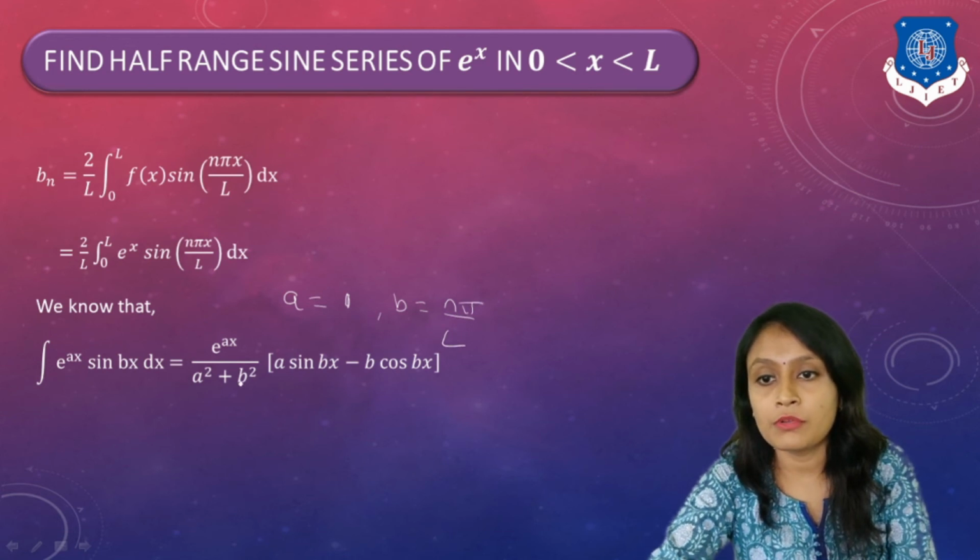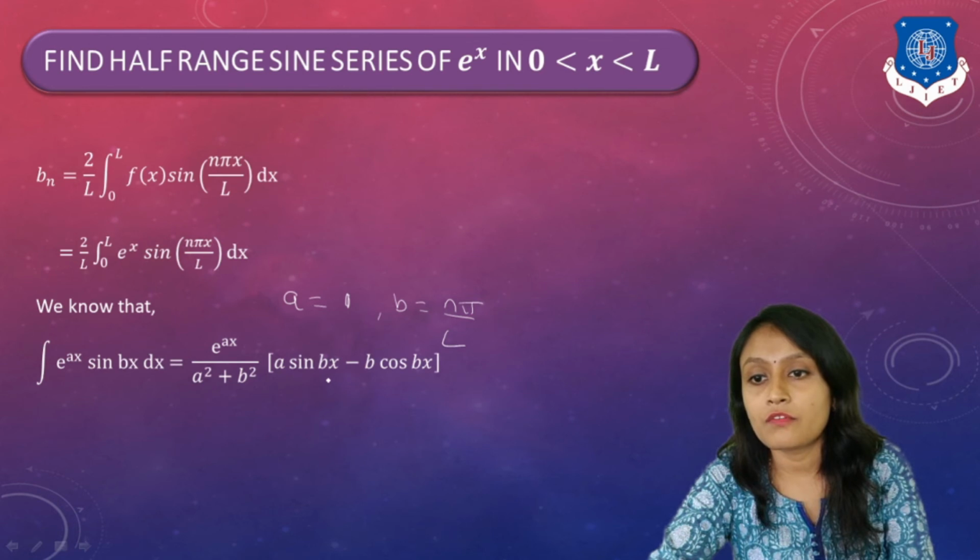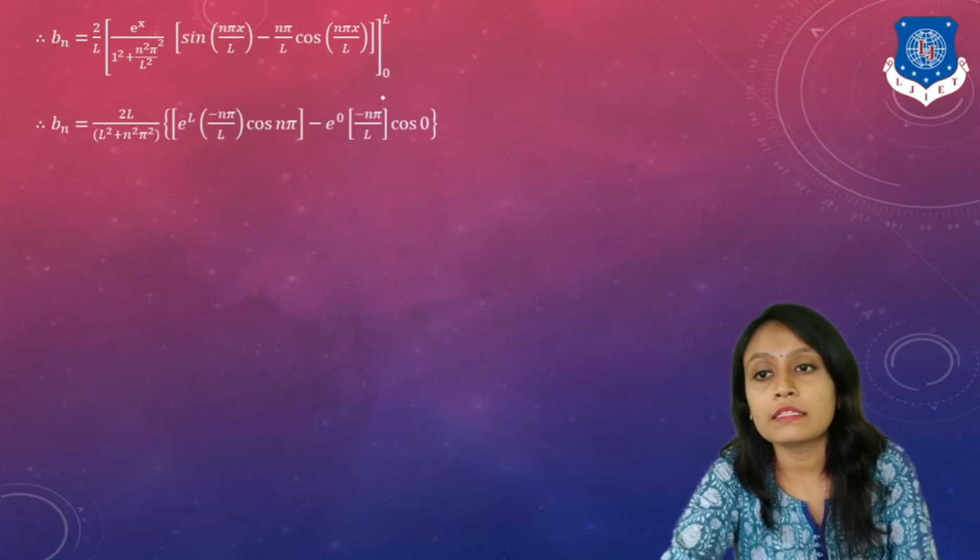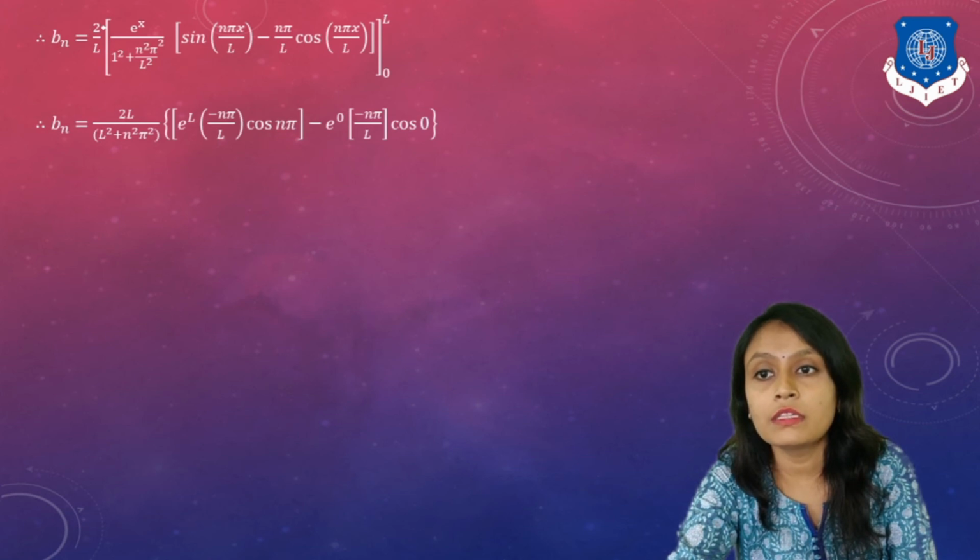In this formula, everywhere in place of a you have to write 1, and in place of b you have to write n pi upon L. Just substitute in that formula, so you will get this term. Now we will apply the limit. Here L square multiplied with 1, so you will get L square plus n square pi square. This L square will go in the numerator and one L will get cancelled. So here you have 2L.